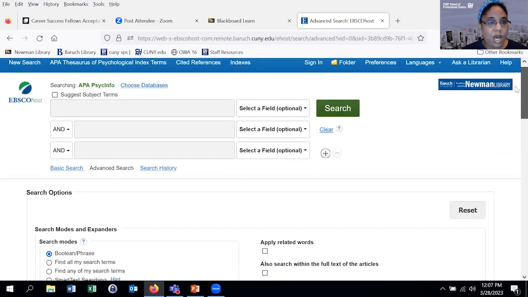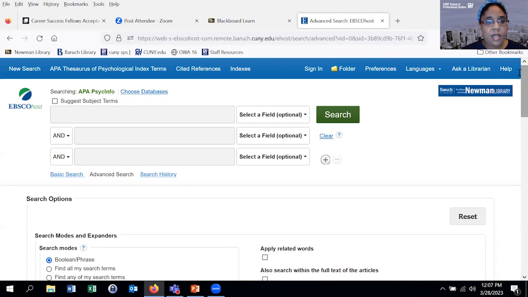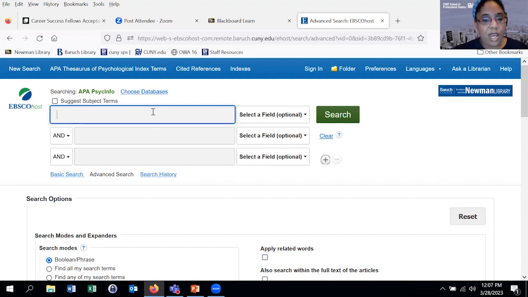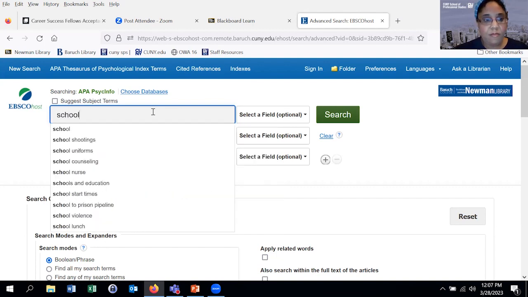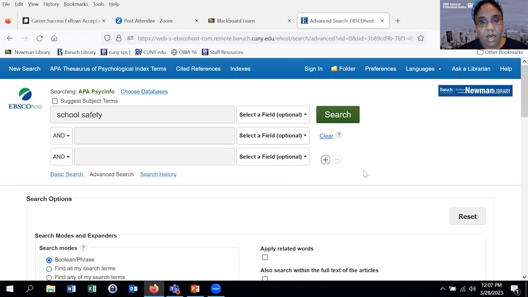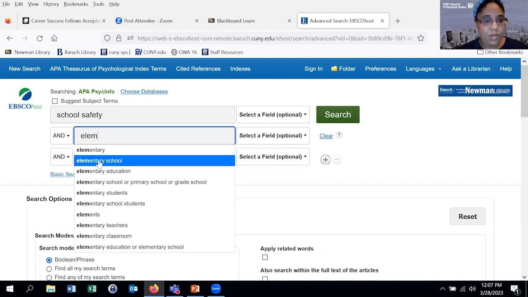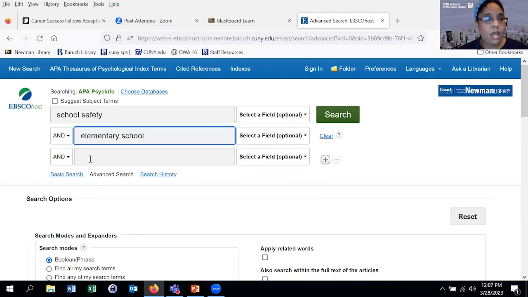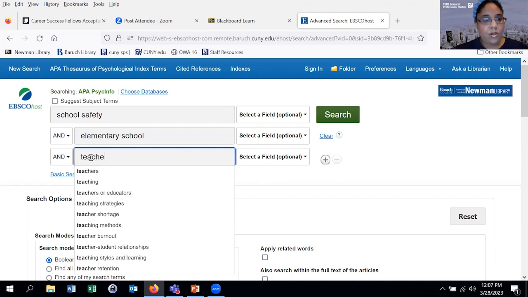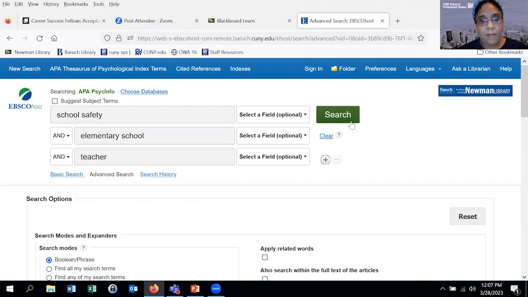And what I want to find is, let's see, let's find an article. What's been in the news today? Not to bring everyone down, but school shootings. Also, I'll do school safety. And let's say school safety, elementary school. So elementary school, and let's enter teacher as a third term, and we'll see what we get.